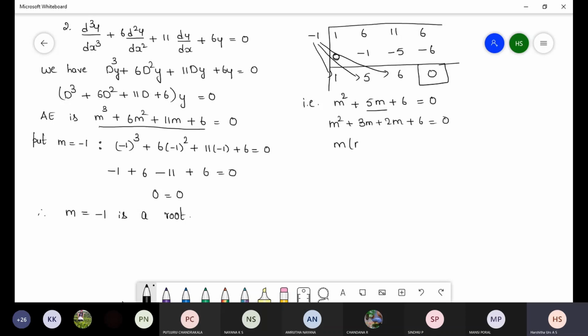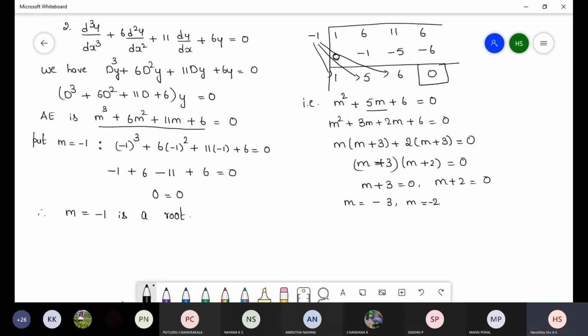So I take m as a common, so m plus 3. Here 2 as a common, so again m plus 3 is equal to 0. So m plus 3 into m plus 2 is equal to 0. So m plus 3 is equal to 0, m plus 2 is equal to 0. M is equal to minus 3, m is equal to minus 2. These are the roots.